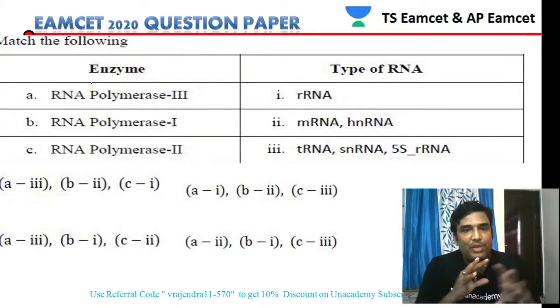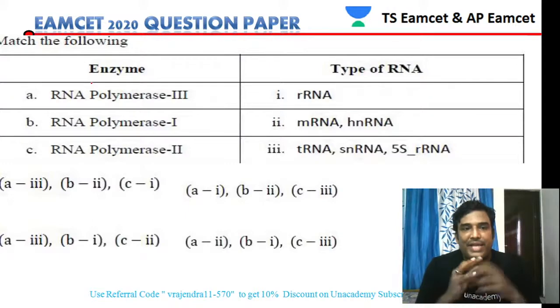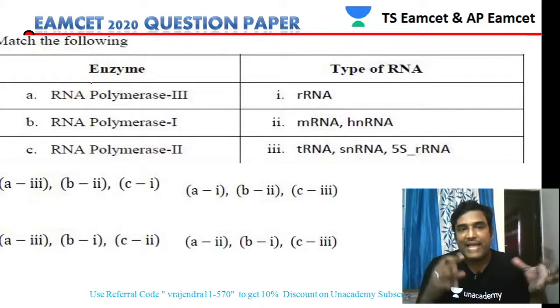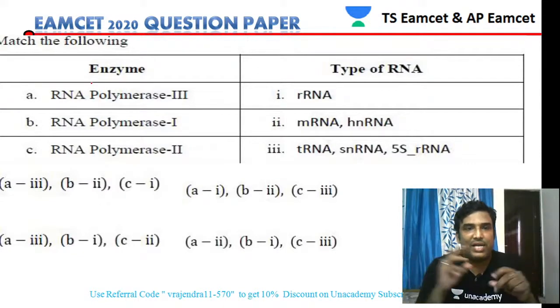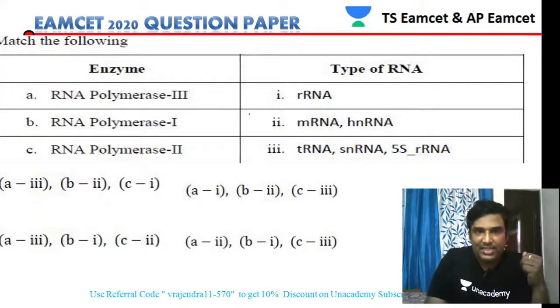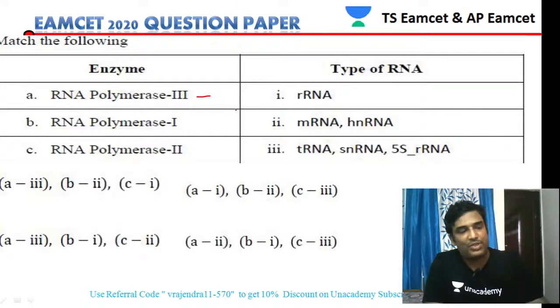RNA polymerase is involved, no doubt about it, in transcription. RNA polymerase is the major enzyme in the process of transcription. So let us see. In eukaryotes, 3 types of RNA polymerase are there: RNA polymerase 1, RNA polymerase 2 and RNA polymerase 3. These are 3 different types.